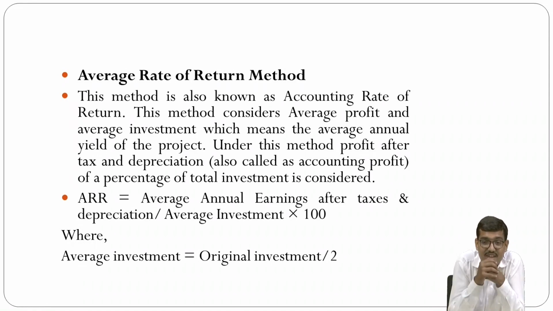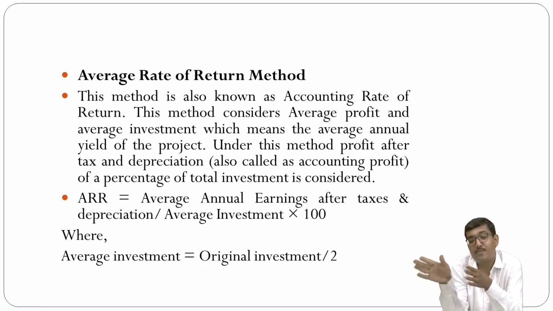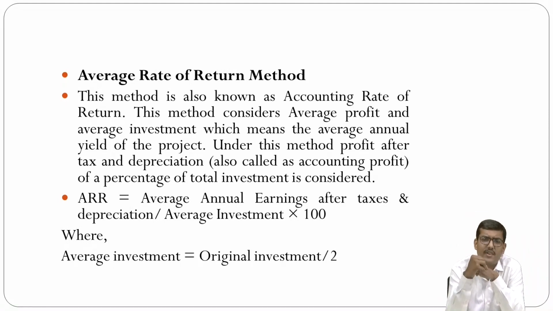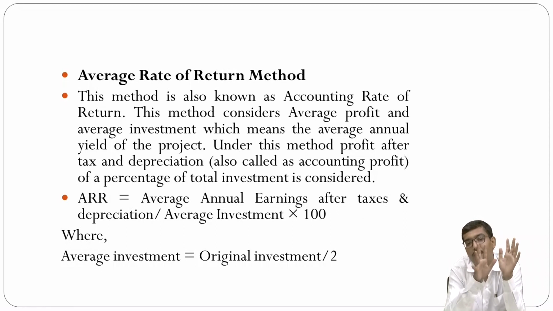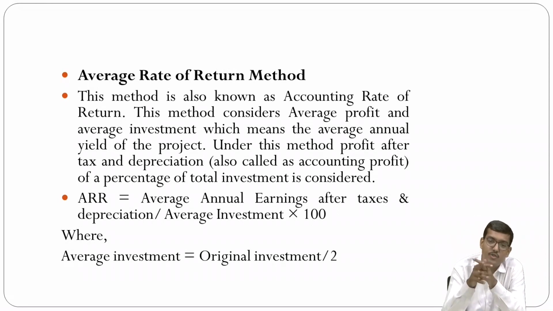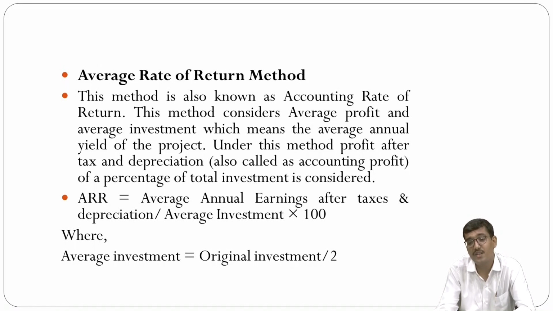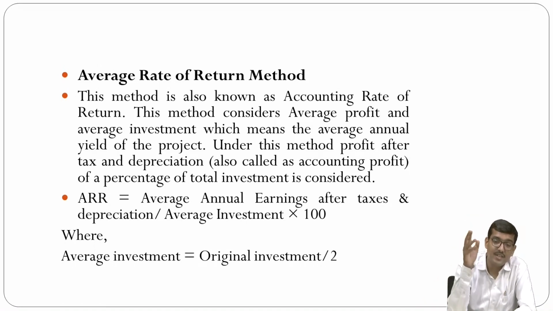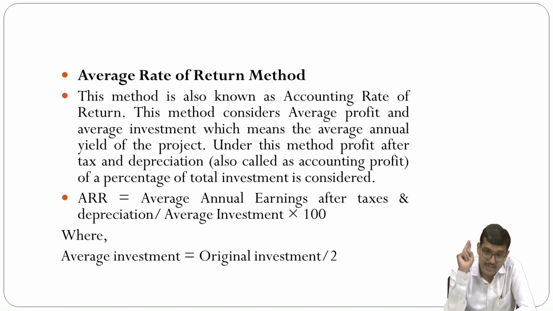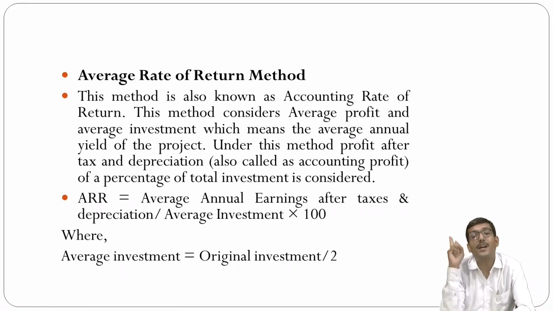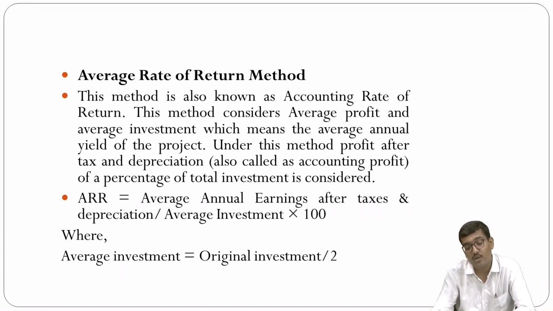And now the question is, sir, here you defined only original investment divided by 2. Yes, my dear friends, whenever the scrap value is there, you have to add it and divide by 2. Otherwise your original formula will be the original investment divided by 2. Is it clear, my dear friends? So here we discussed two methods of the traditional or non-discounting techniques: payback period and average rate of return, or accounting rate of return.